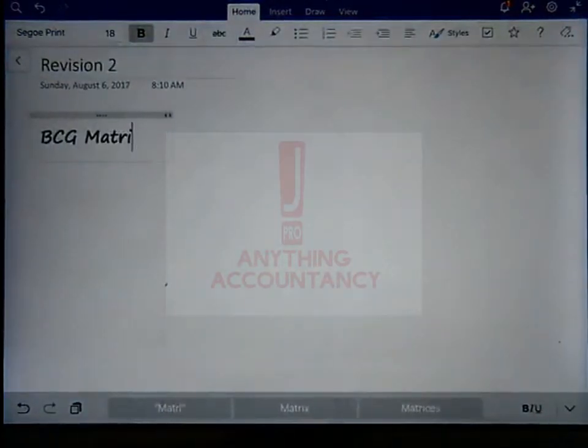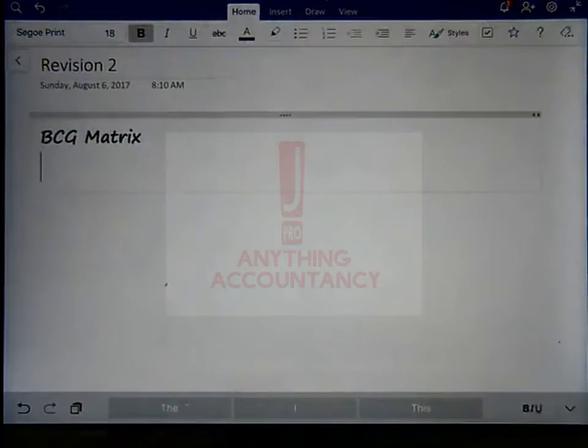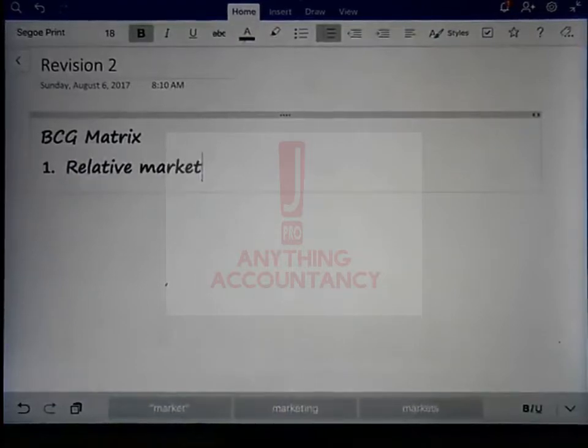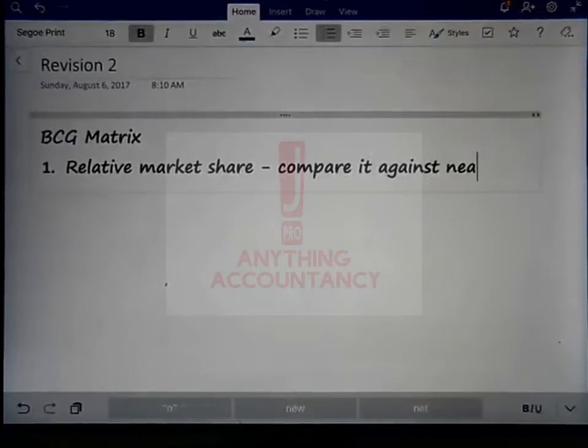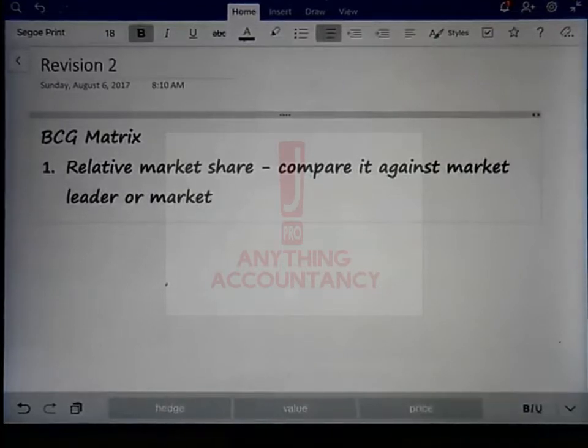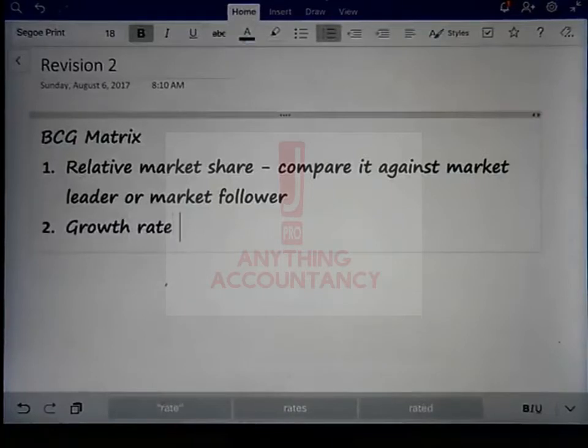BCG matrix. And when you calculate BCG, what are two things you have to calculate? Number one, you have to calculate the relative market share, not market share. Relative market share means you have to compare against the market leader. Then the other one is growth rate. You have to compare against what?